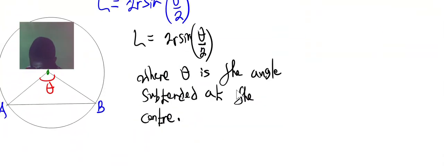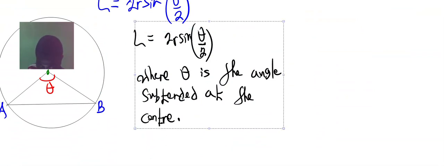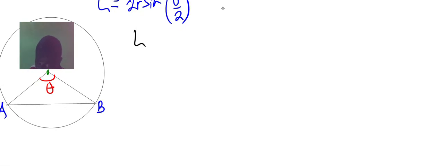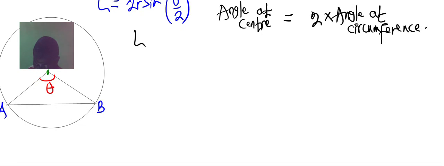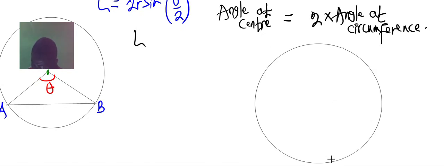Now, one more concept about the length of an arc. There's a relationship between angle at the center of a circle and angle at the circumference. Angle at the center is always equal to 2 times angle at the circumference, from circle geometry. Now we can be asked to find the length of an arc of a circle that subtends a particular angle. This time around, the question becomes twisted and says it subtends a particular angle not at the center, but at the circumference.